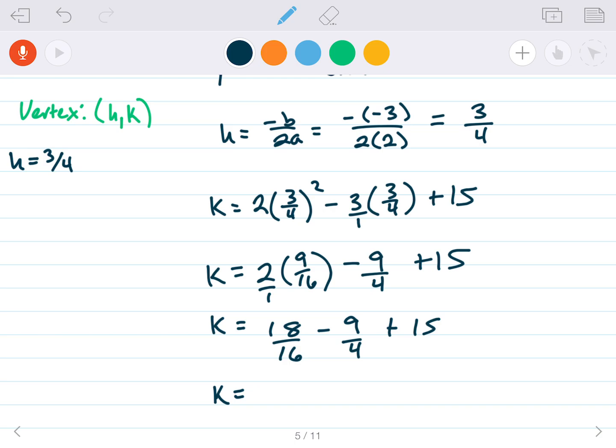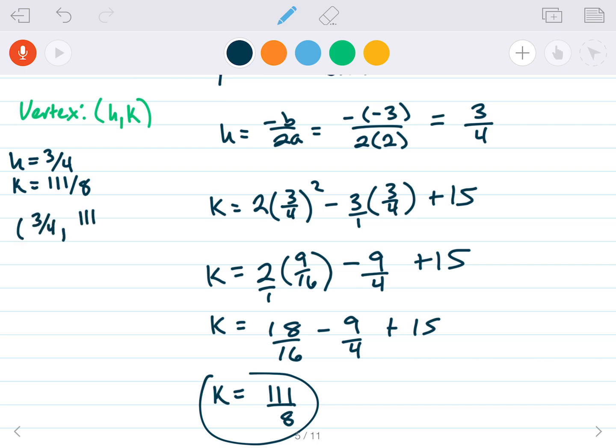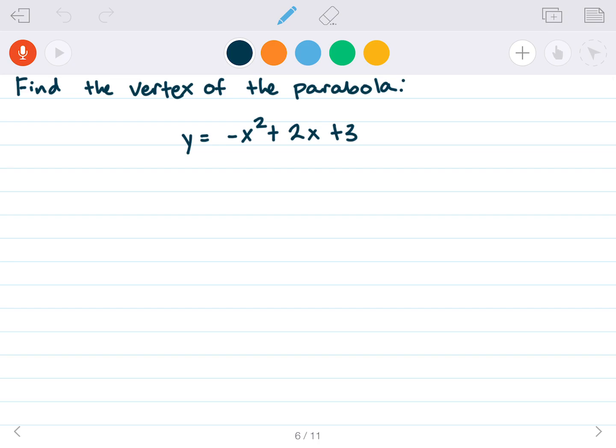And I get a weird number, but it's okay. 111 over 8 is my k. So k is going to be 111 over 8, and therefore my vertex is 3/4, comma, 111 over 8. So this is my answer. That's my vertex. Let's do one more.